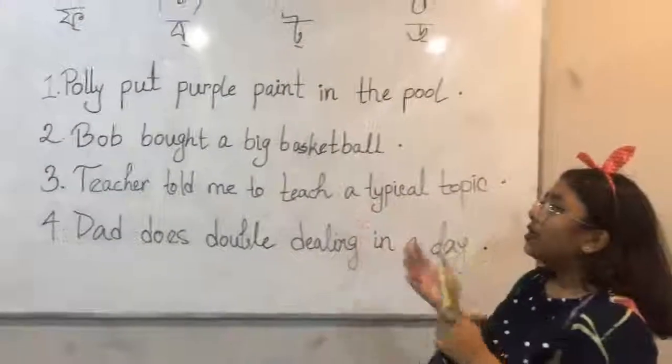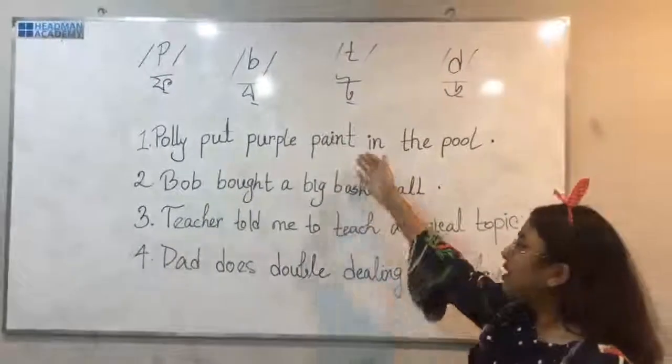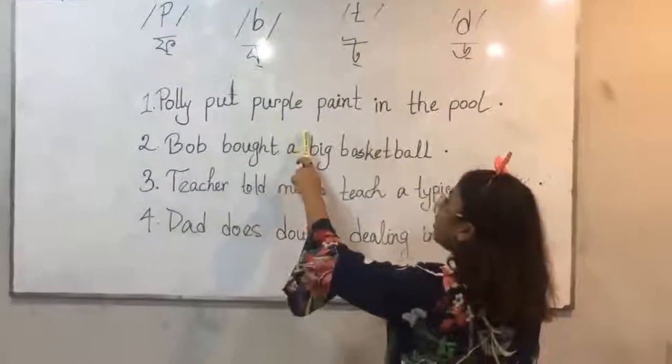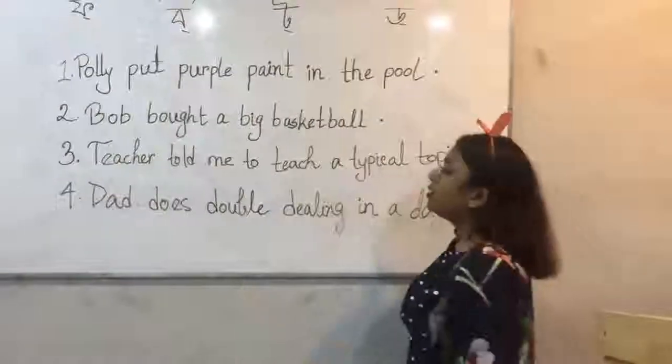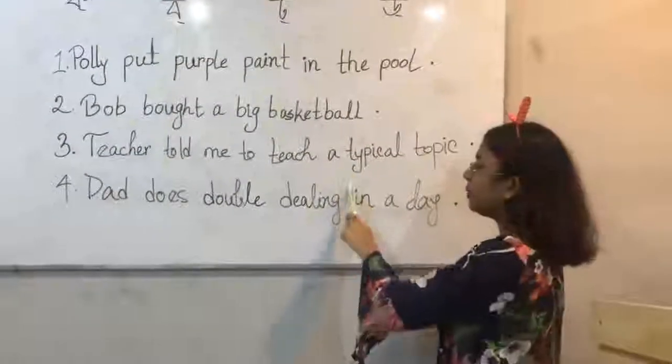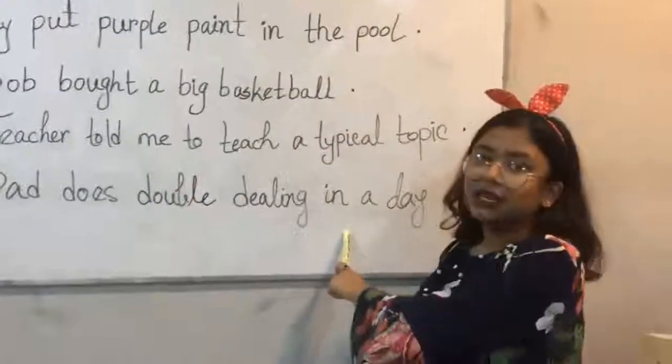So repeating the first tongue twister, it's Polly put purple paint in the pool. The second one is Bob bought a big basketball. The third one is teacher told me to teach a typical topic. And the fourth one is dad does double dealing in a day.